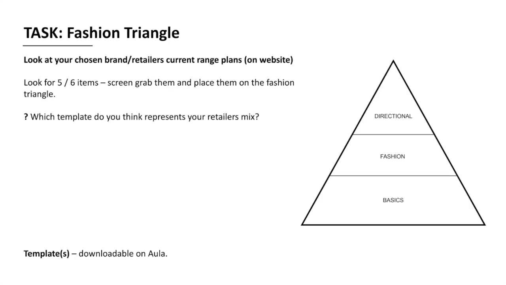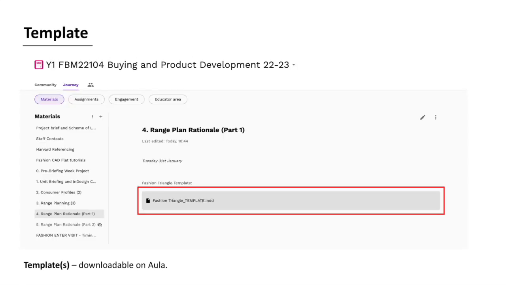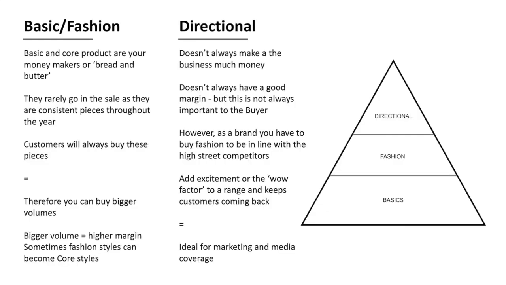So look at your chosen brand and retailer's current range. Go to their website and see what kind of items they have. Look for 5 different items, perhaps within a single story, and create a screen grab and place them on this fashion triangle template. Which template do you think your fashion retailer uses, by looking at the balance of items they've got in store? You can find the template on Owler.